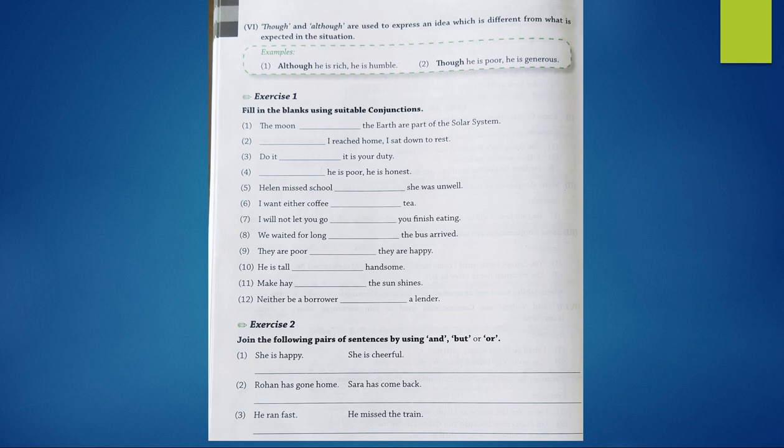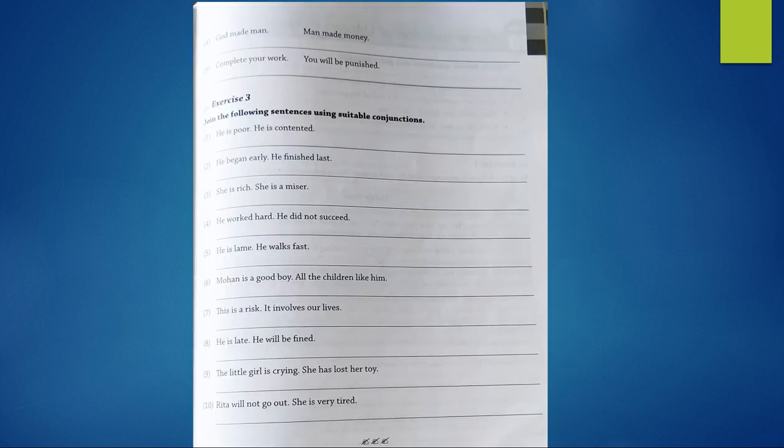She's happy. She's cheerful. Now here she's happy and cheerful. Rohan has gone home, but Sarah has come back. So contrast is gone home and come back. He ran fast, but he missed the train. God made man and man made money. Additional information. Complete your work or you will be punished.